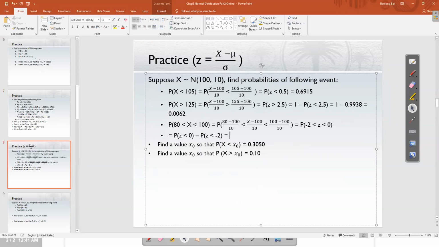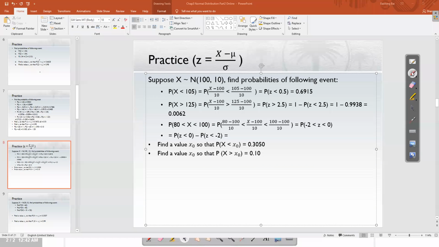Again, if you're confused about this conversion, please refer to the video on normal distribution part 1, right? So we use a density curve to demonstrate why we are able to write it this way. Then we can look up in the z table, right? So now probability of z less than 0.